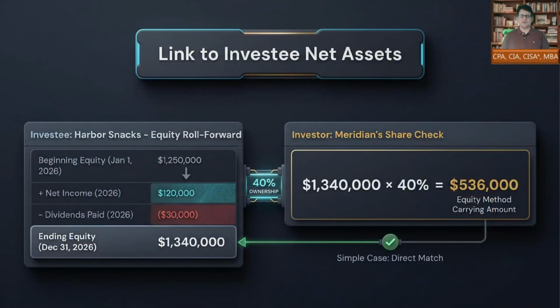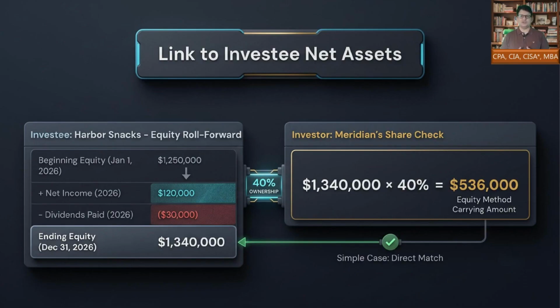This basic example also ties directly to Harbor's net assets. Harbor began with book equity of $1,250,000. It earned $120,000 and paid $30,000 of dividends. So ending equity is $1,340,000. Meridian owns 40% and $1,340,000 times 40% equals $536,000. That matches Meridian's investment carrying amount exactly.